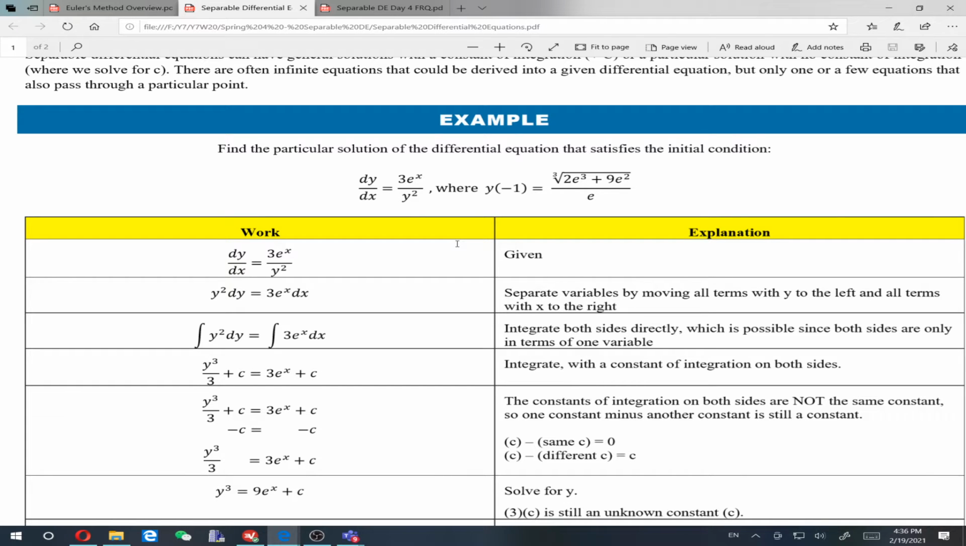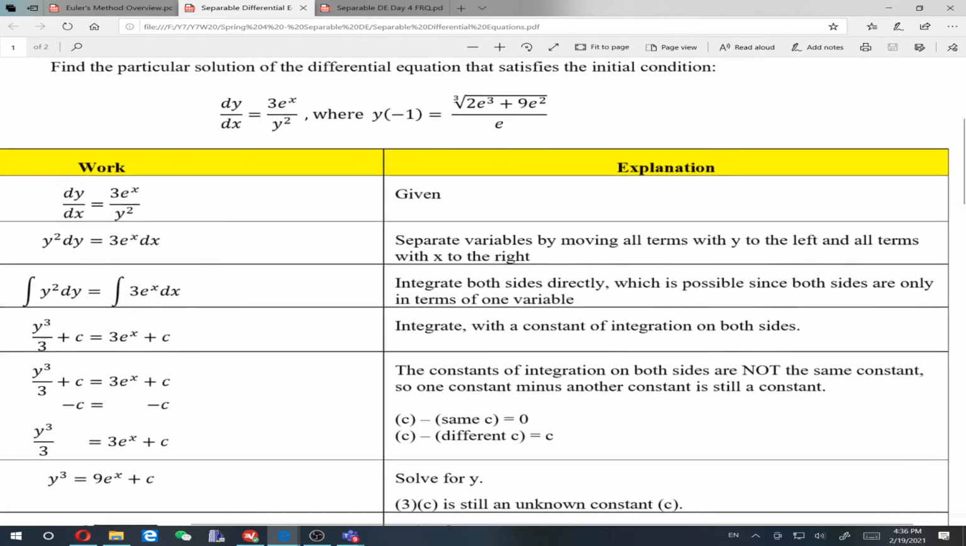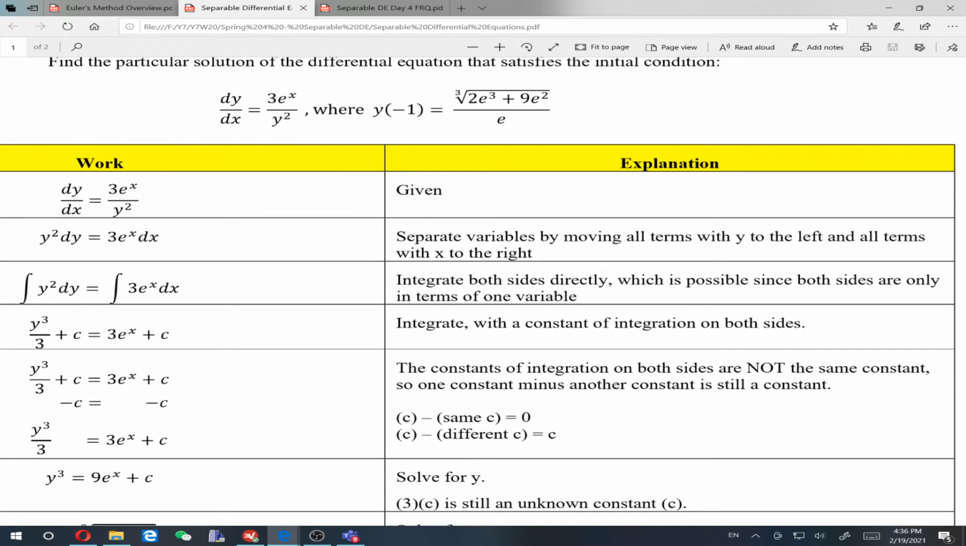So, for example, here I've got this derivative is 3e to the x over y squared. I've also got a point given, which means we'll be able to solve for a particular solution instead of just a general solution. So the way we can do this is, for our first step, separate all of our variables by moving all of our terms that have y's in them over to the left.